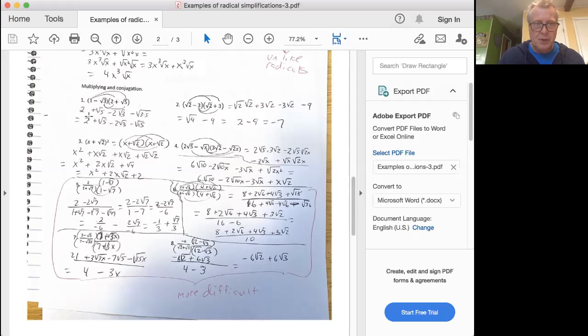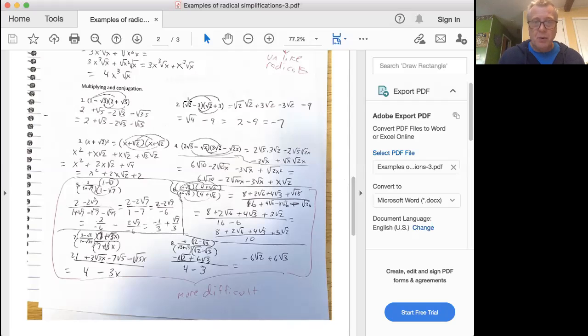1 times 2 gives us a 2. 1 times root 5 gives us the root 5. Minus 3 times 2 gives us minus 2 square root of 3. And minus square root of 3 times square root of 5 gives us minus square root of 3 times 5, or 15. None of those are like radicals. None of them can be combined. We're set. That's the furthest we can go.